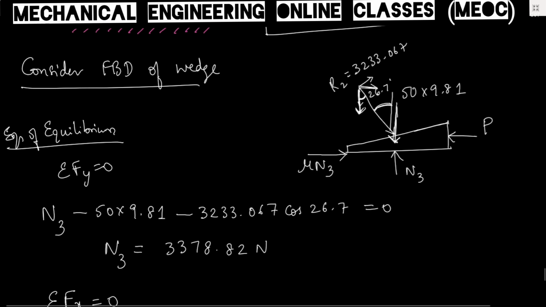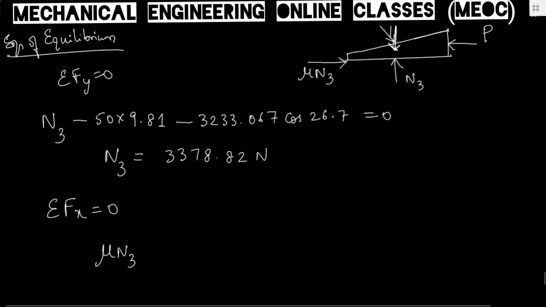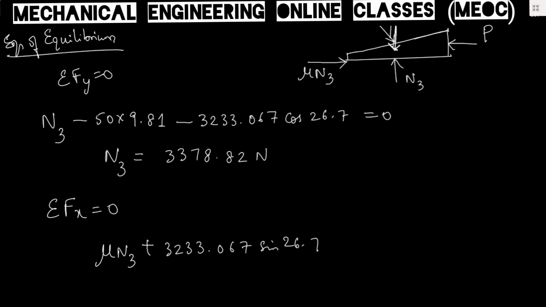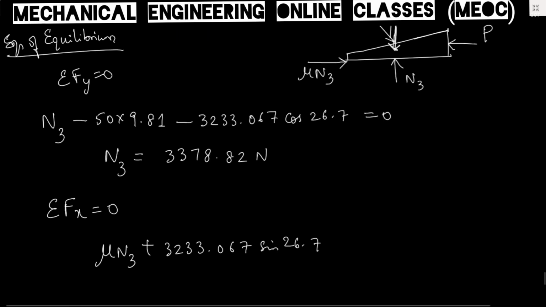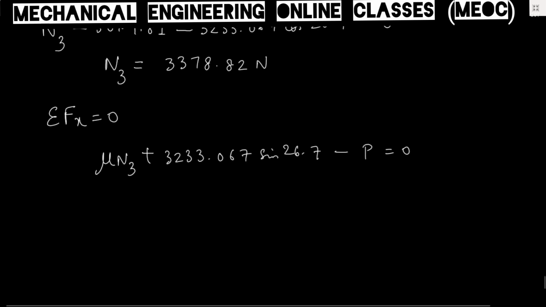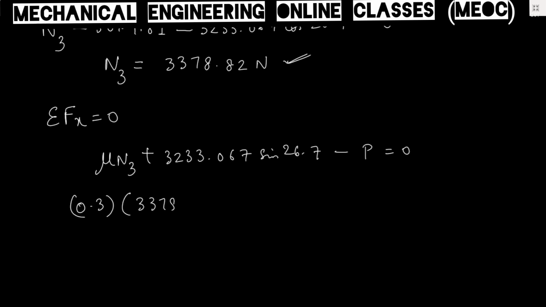So I have to find the horizontal component of R2. Horizontal component of R2 is 3233.067. Vertical component was R2 cos theta, so this is R2 sin theta. That is also rightward, so I took a plus. Then there is a minus P over here, which is equal to 0. So mu is given as 0.3. N3 is just found from sigma F equal to 0 equation.